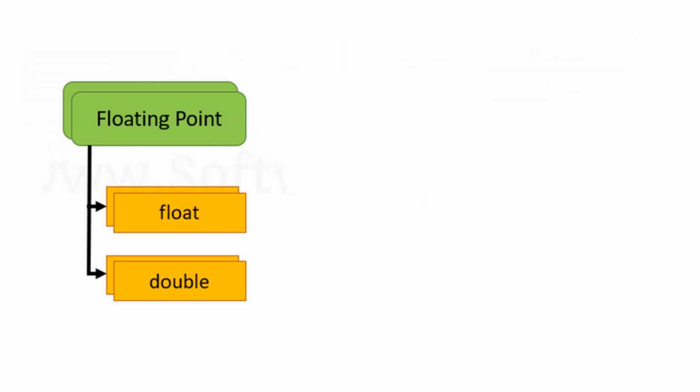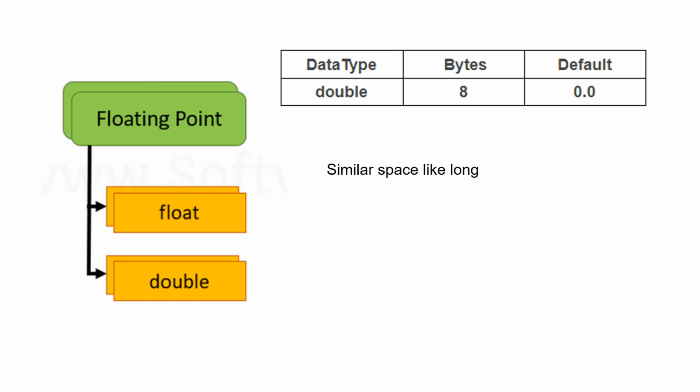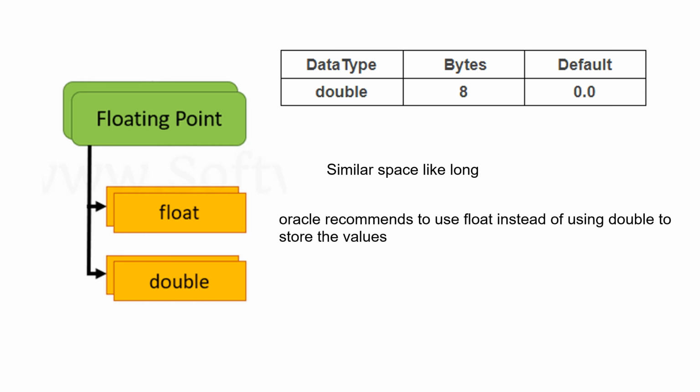The next data type we're going to see is double. Double is very similar to long. Why? Because it is also holding a space of 8 bytes. Even Oracle recommends us to use float instead of using double to store the values.